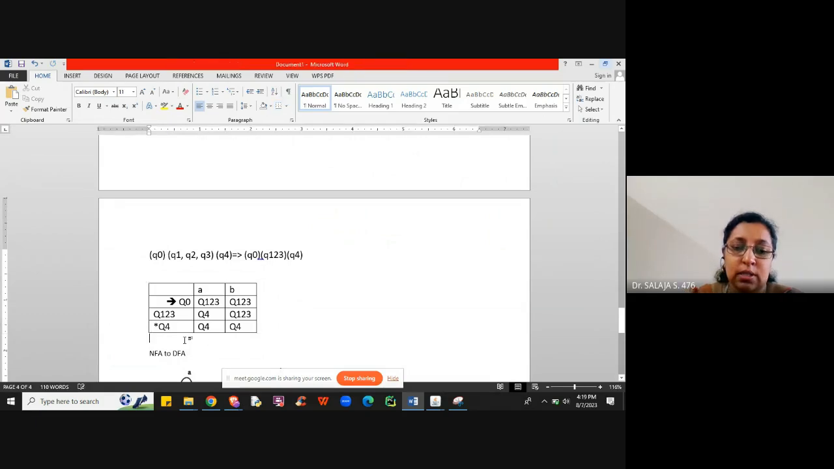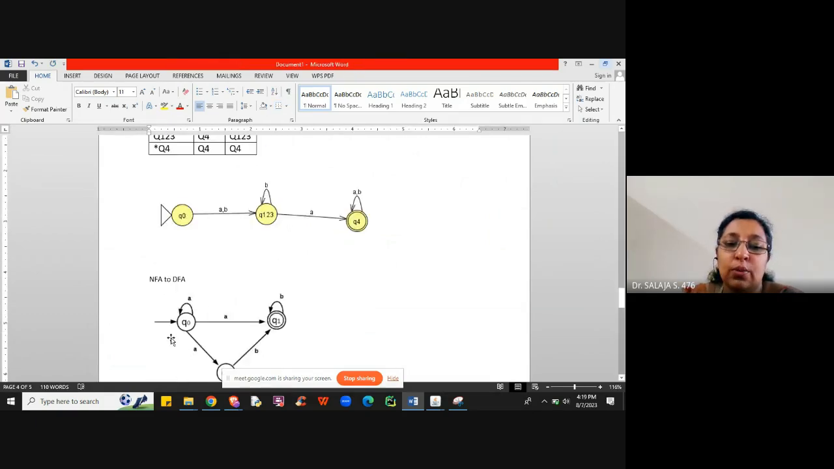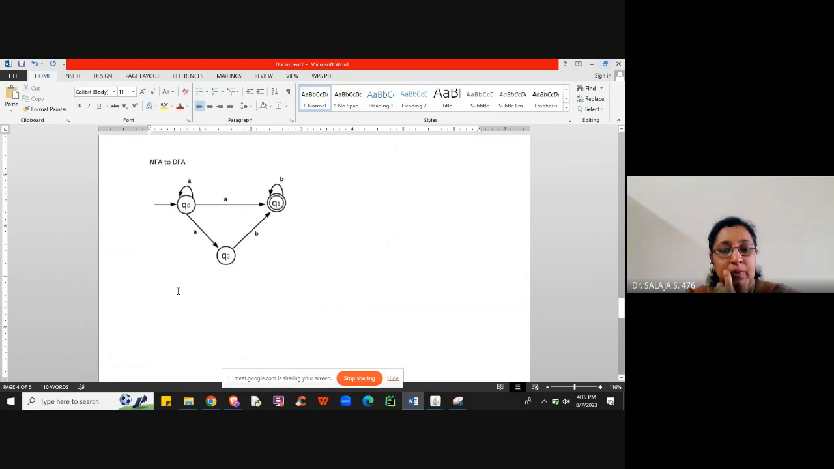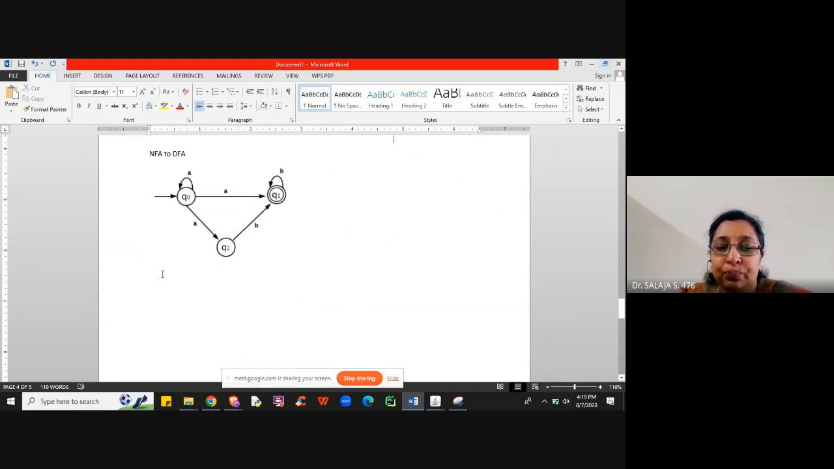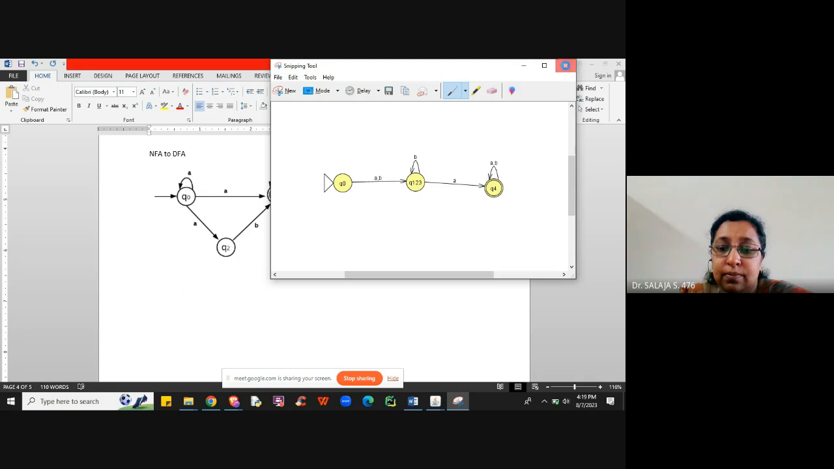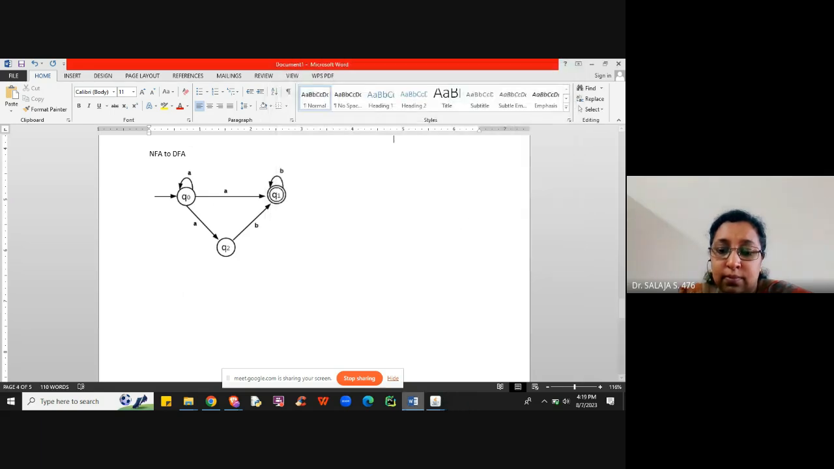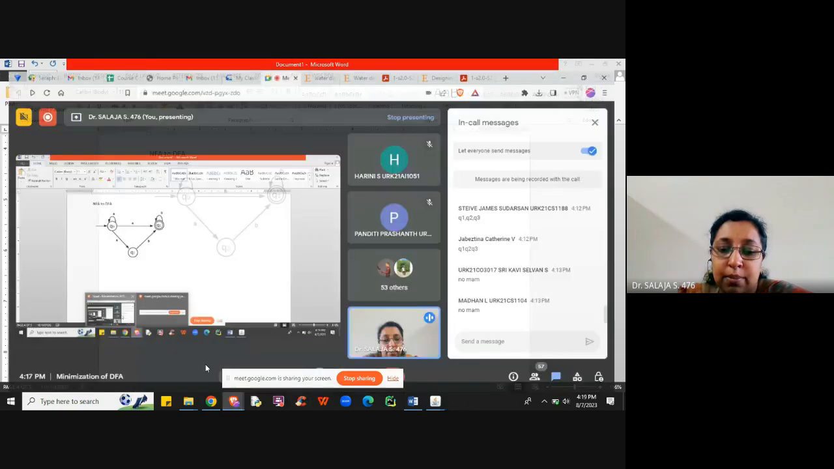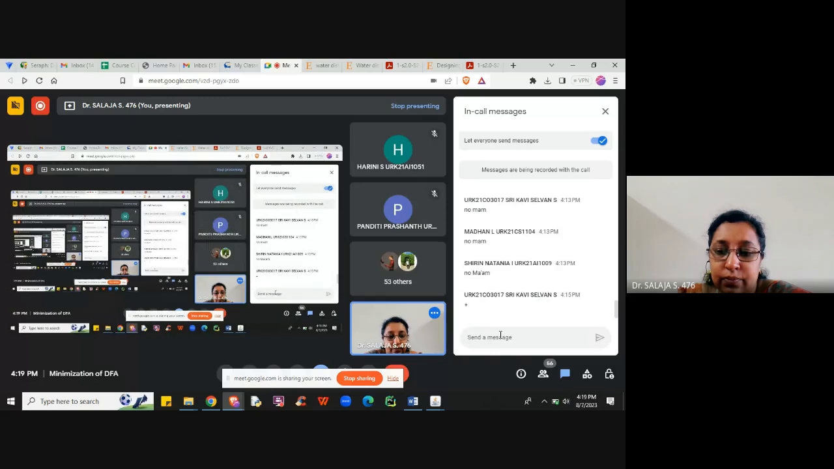And so this is how you will work on the minimized DFA. Now we'll move on. Any doubts on minimization of DFA? Any doubts on minimization of DFA? Okay, now answer me a few questions.